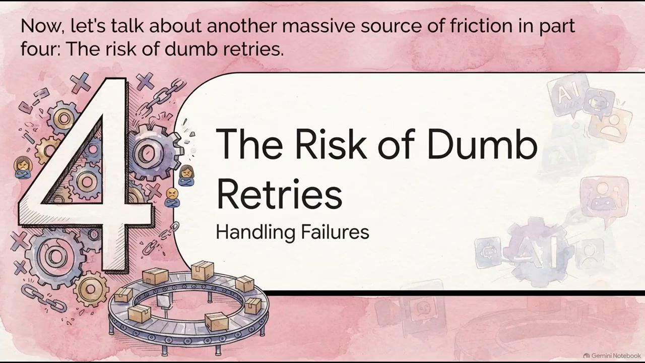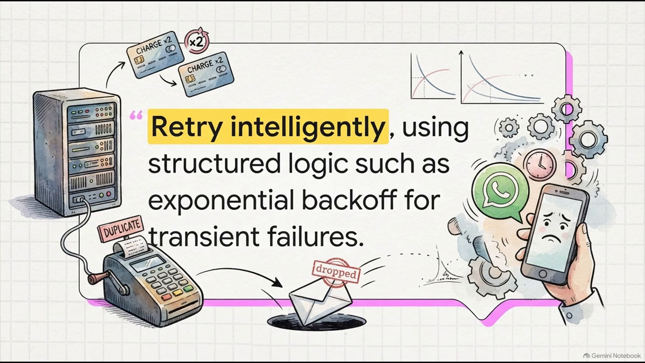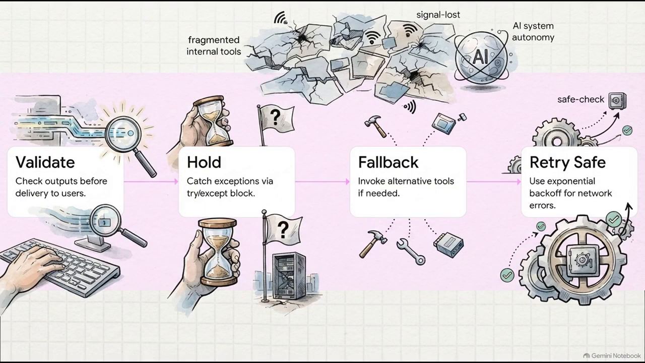Now let's talk about another massive source of friction in part four: the risk of dumb retries. Just retry automatically. It sounds so incredibly reasonable, doesn't it? But in real workflows, this is a trap. Especially in asynchronous environments like WhatsApp, or when you're dealing with legacy systems where acknowledgements arrive late or just completely vanish. A so-called dumb retry in these scenarios can dangerously duplicate real-world business actions. Think about it. You absolutely do not want to charge a customer's credit card twice just because of a dropped network packet.